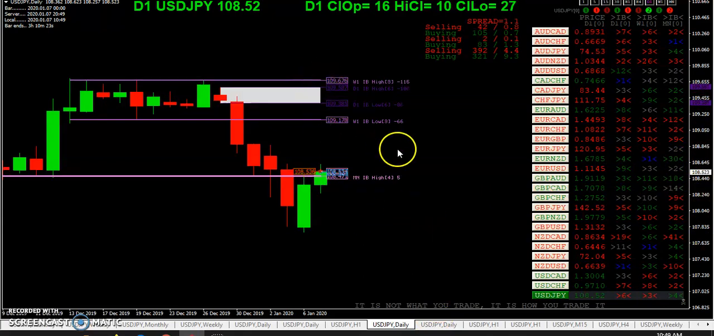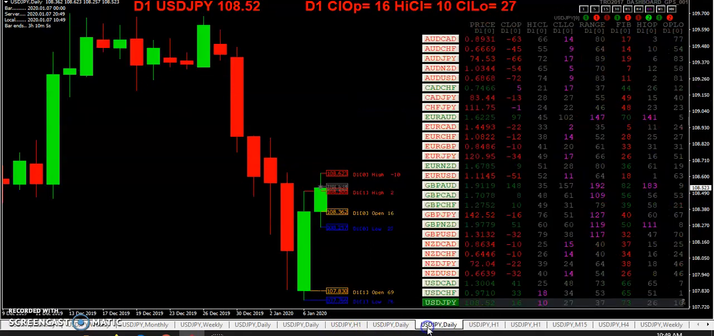And in this case, we're just using simple inside bars. So here's the last weekly inside bar, 3 weeks ago. Monthly was 4 months ago. And right here, we've got on the dashboard showing where the action is on inside bars.